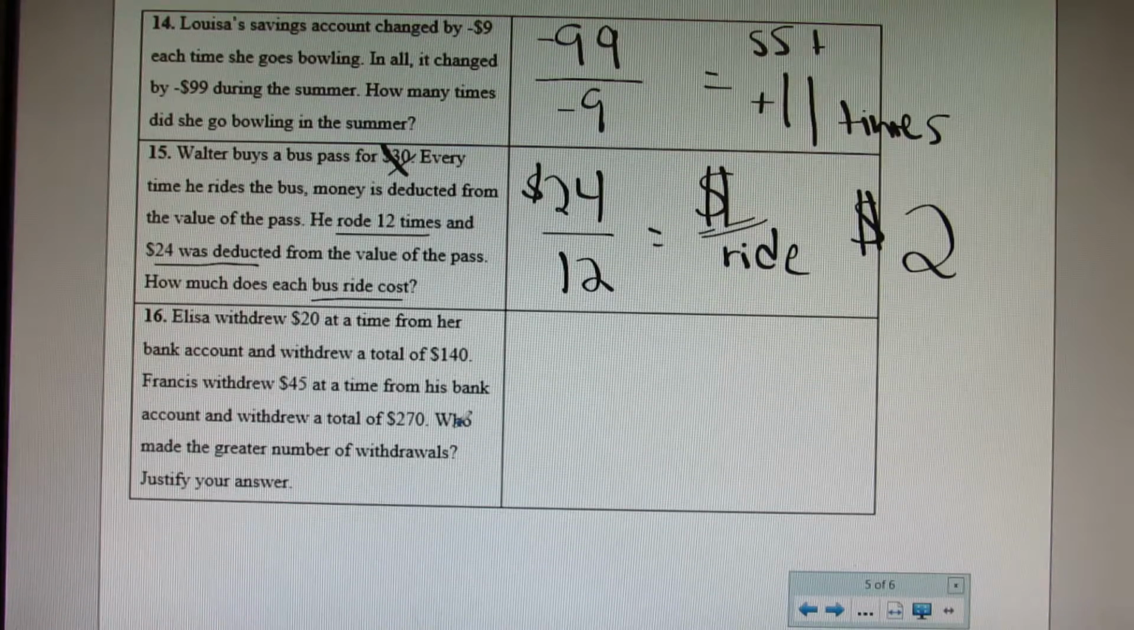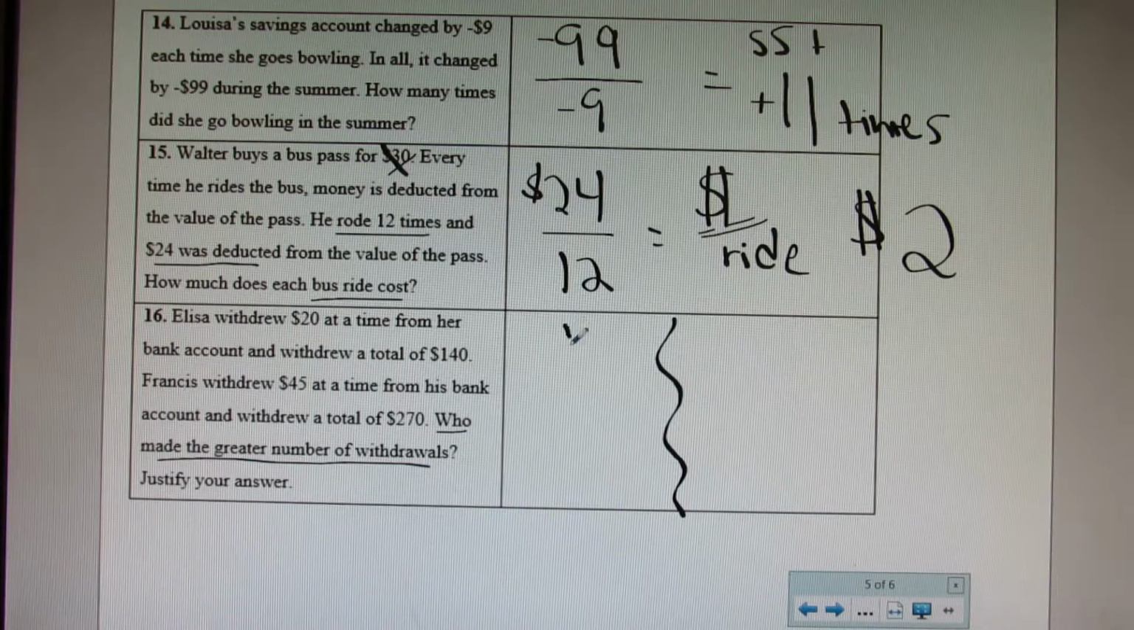Elisa withdrew $20 at a time from her bank account and withdrew a total of $140. Francis withdrew $45 at a time from his bank account and withdrew a total of $270. Who made the greatest number of withdrawals? Ooh, who made? It means I'm comparing these two people. So let's draw a little line down the center. And I have Elisa on this side with an E, and I have Francis on this side with the F.